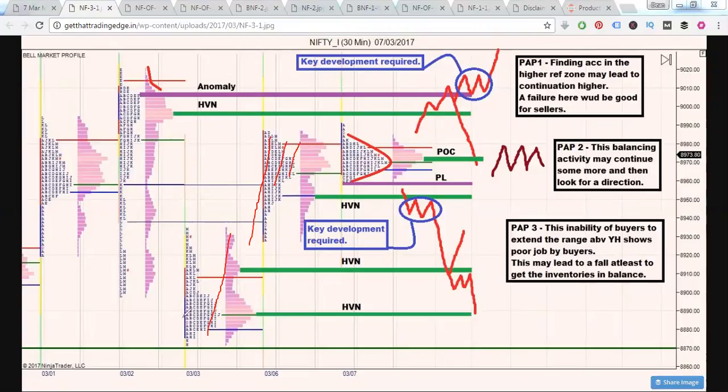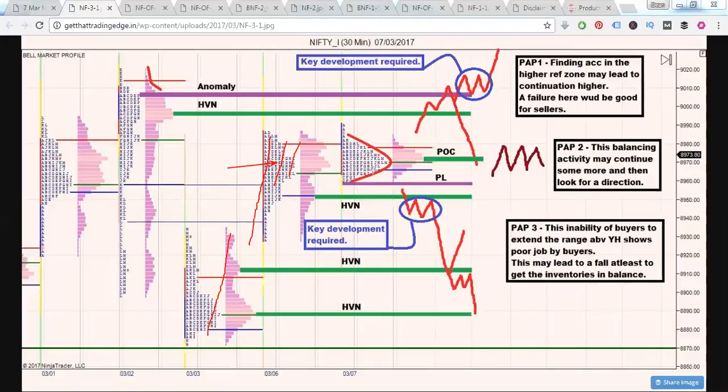So if somebody was buying here, they felt very good here. Somebody adding in this zone is now feeling anxious because there was no follow through. So the key auction development required in case of Nifty is shown on the chart.